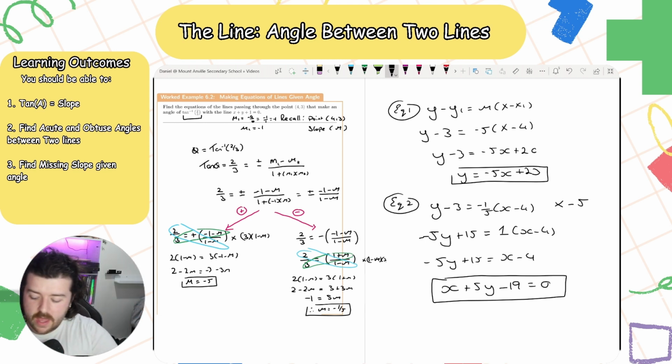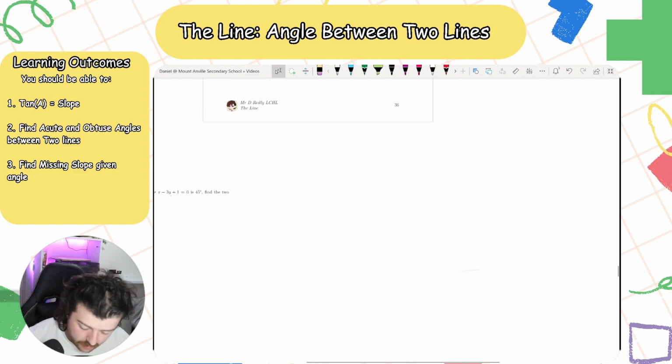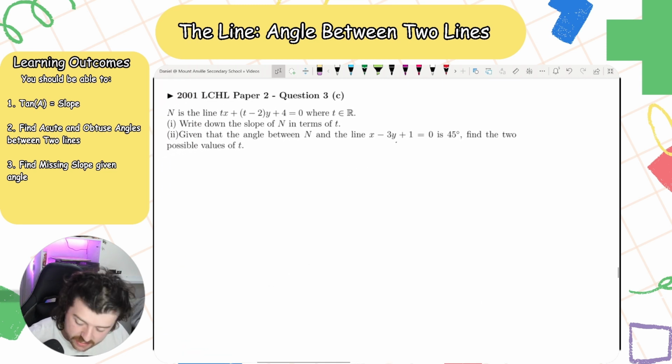So let's look at some exam questions now. The first one here is from 2001. So n is the line tx plus (t minus 2)y plus 4. Write down the slope of n in terms of t.